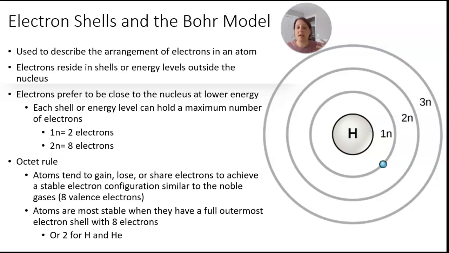And so again, some atoms will bond by sharing electrons, and some will bond by either gaining or losing. And we're going to talk about those different types of bonds. So again, the octet rule is a tendency for atoms to react in order to achieve stable electron configuration. And so for most atoms, that's going to be 8 electrons in their outermost shell.